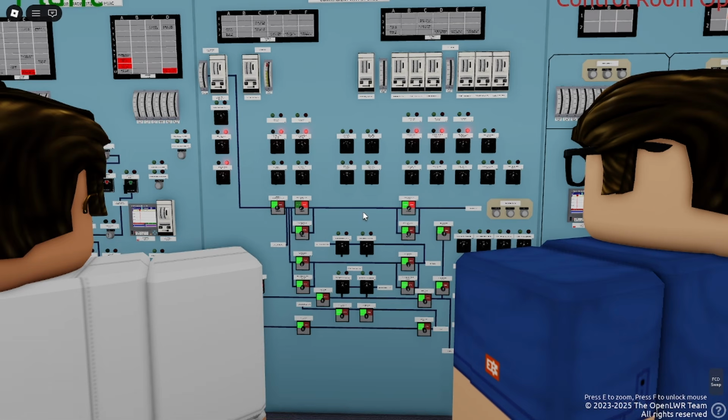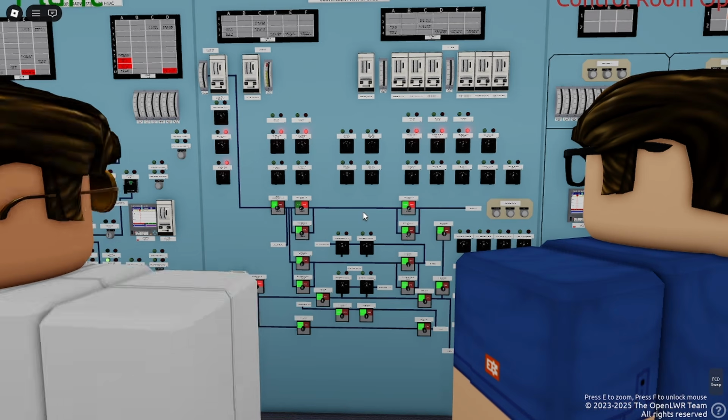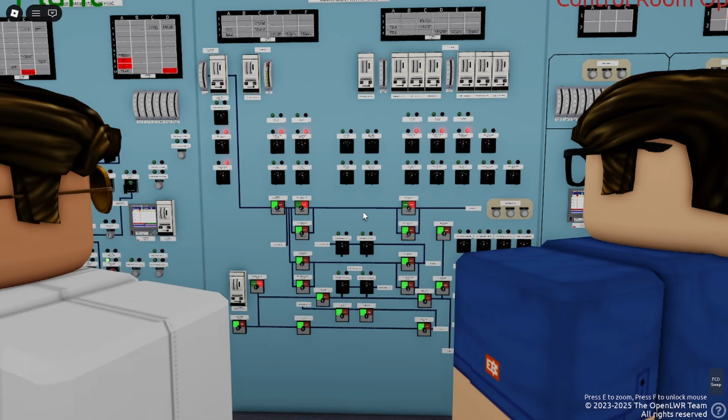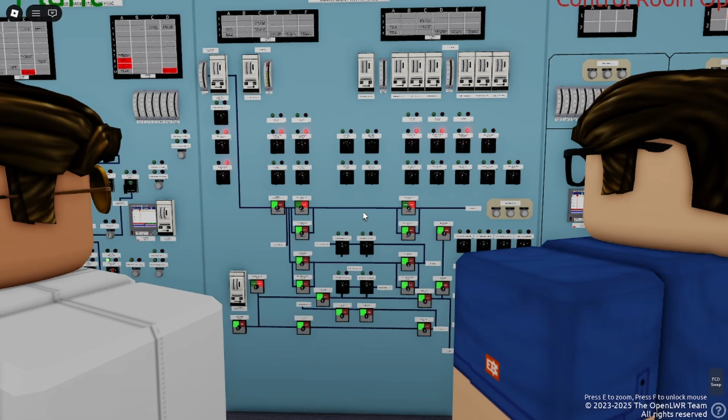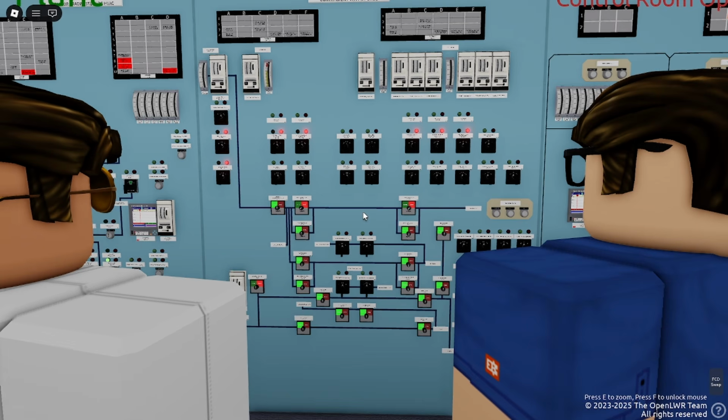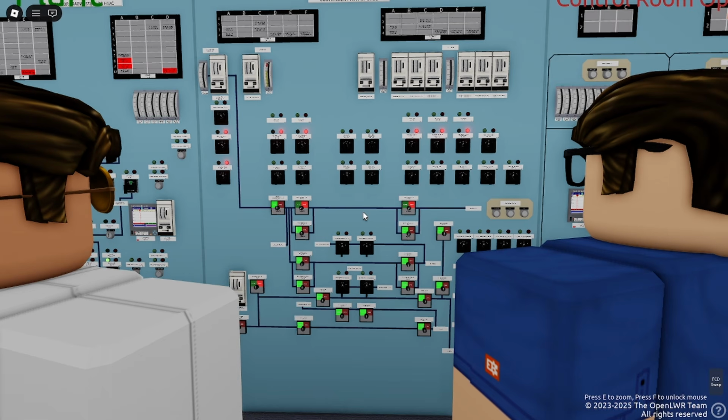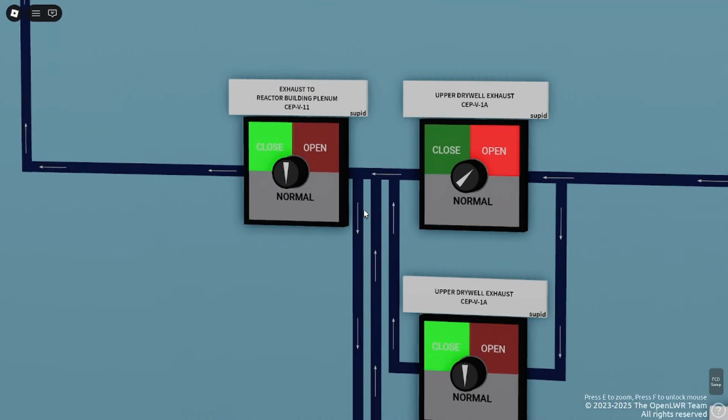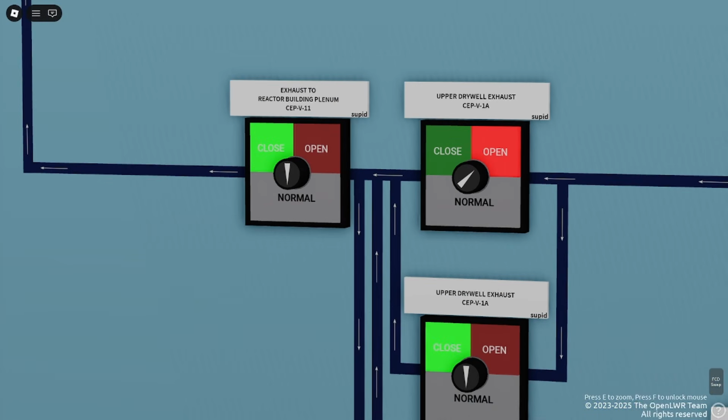May I speak now? Yeah, go ahead. CRS, the shutdown cooling isolation for RHR V9 has no indication. Repeat that? RHR shutdown cooling inboard isolation valve V9 has no indication. I understand that the shutdown cooling isolation valve RHR V9 has no power indication. That is correct.